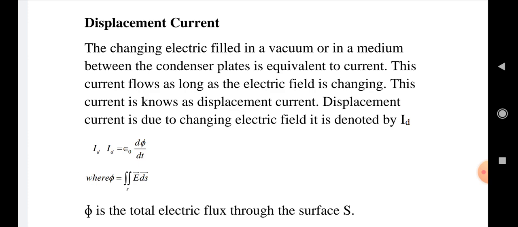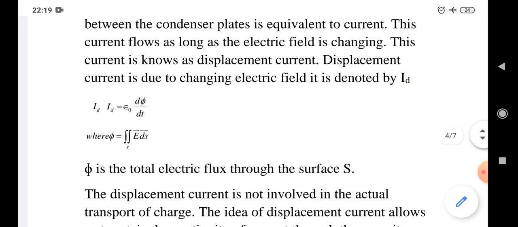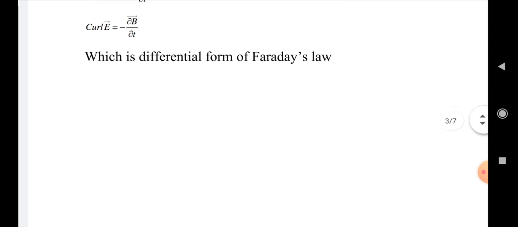Then again, I already discussed Faraday's law in differential form. In differential form, the equation is curl of E bar is equal to minus del B bar by del t. This is the differential form of Faraday's law.